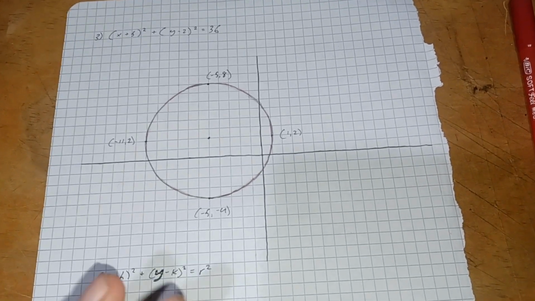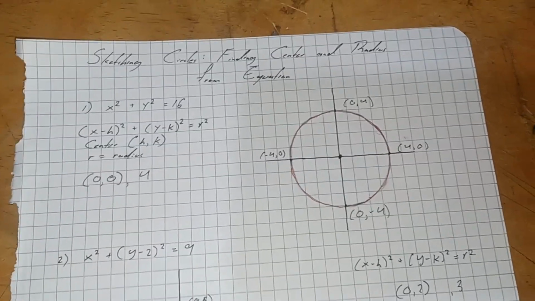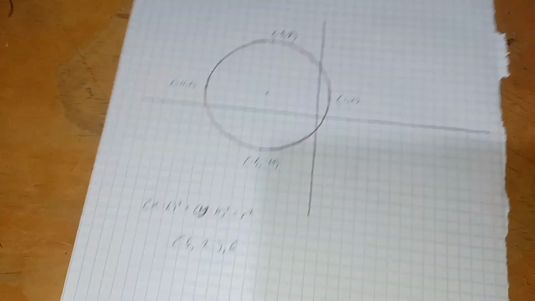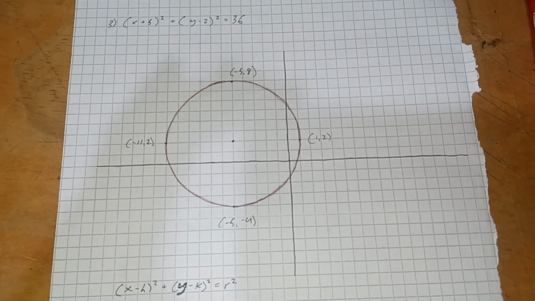That is pretty much it. That is how you sketch the graphs of circles, from just finding the center and the radius from the equation and then sketching the circle. That is how this is done. So good luck.